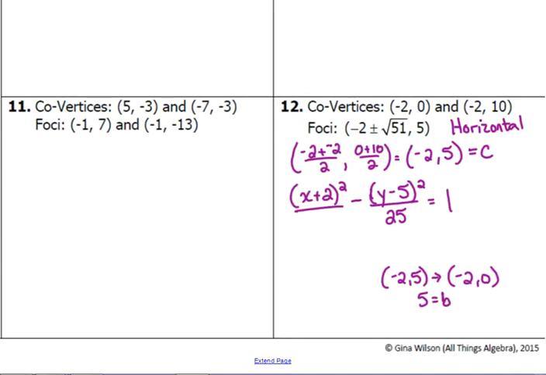Now, to find A, we don't know our vertices, we know our foci. So the foci are C units away from the center. So from the center to our foci, what have we done? We have added and subtracted the square root of 51. So that's C. So that means C squared is just 51.